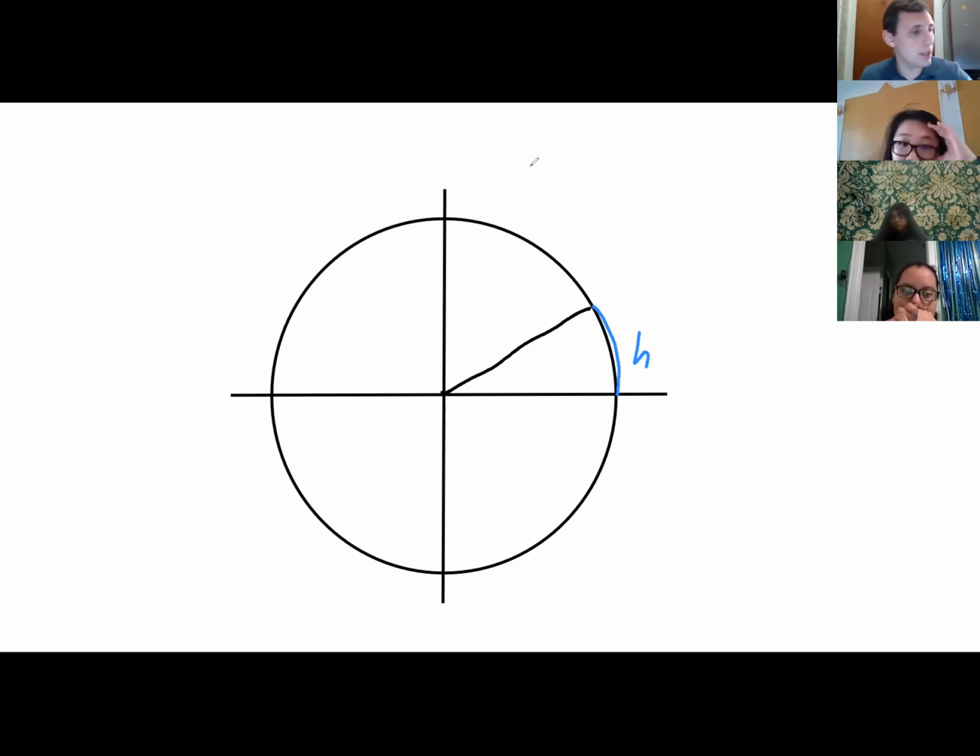Now here is my sine. And here is my cosine. This is cosine of h, and this is sine of h. What do you think is going to be the ratio of sine h divided by h, where h is very small?